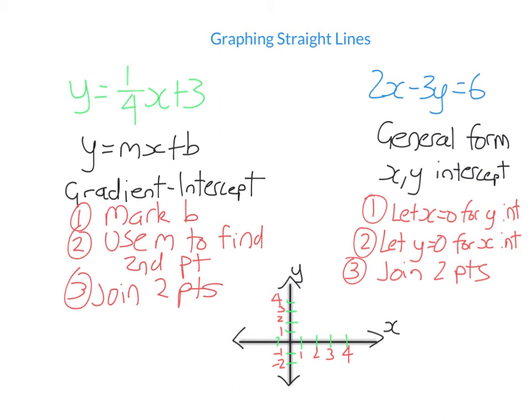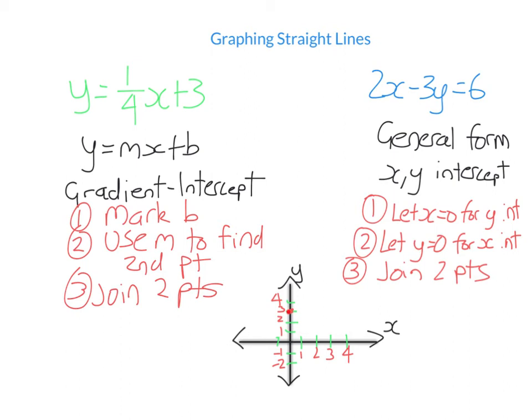So the way we're going to graph it, firstly we're going to mark b, which is the y-intercept of 3, so that's there. Now we're going to use the gradient to find a second point. The gradient is rise over run. This number in the bottom tells you how far you go right, always go right. This tells you how far you go up or down. Positive you go up, negative you go down.